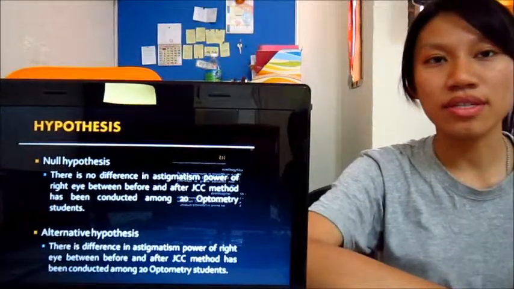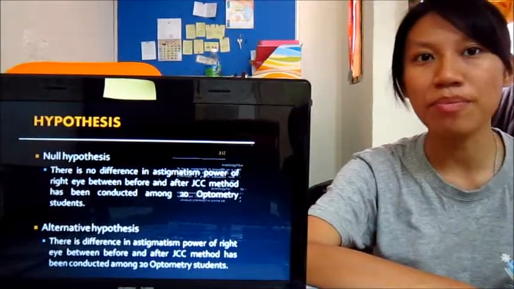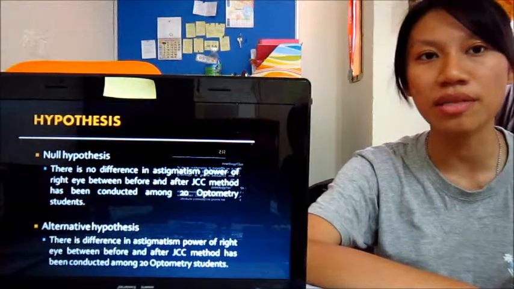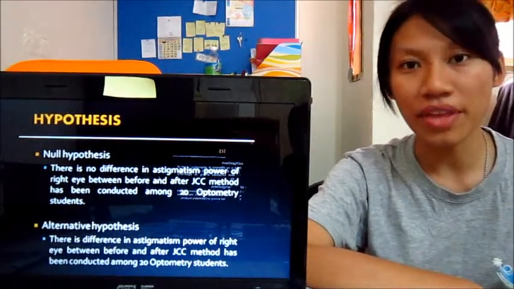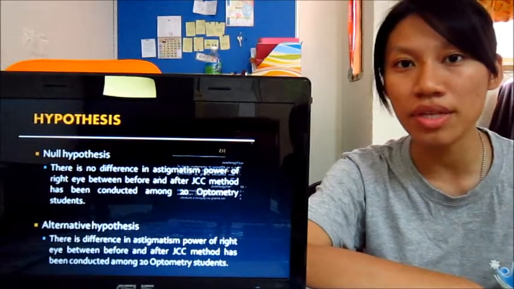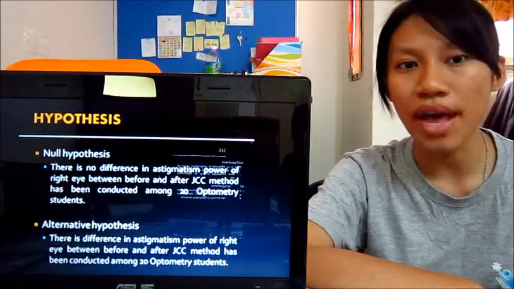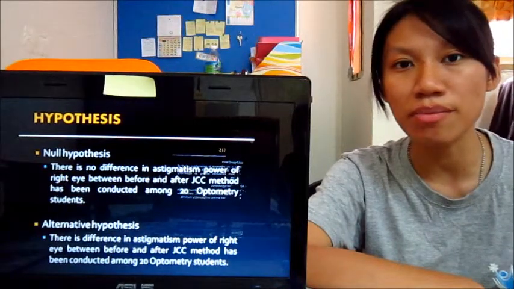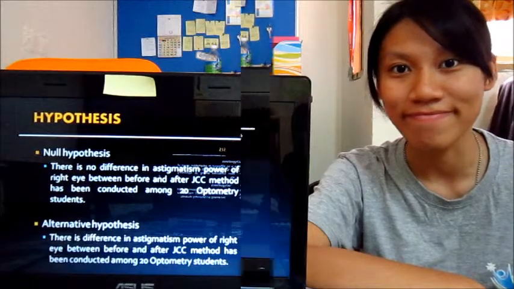The null hypothesis is there is no difference in astigmatism power of right eye between before and after JCC method has been conducted among 20 optometry students. On the other hand, the alternative hypothesis is there is difference in astigmatism power of right eye between before and after JCC method has been conducted among 20 optometry students.